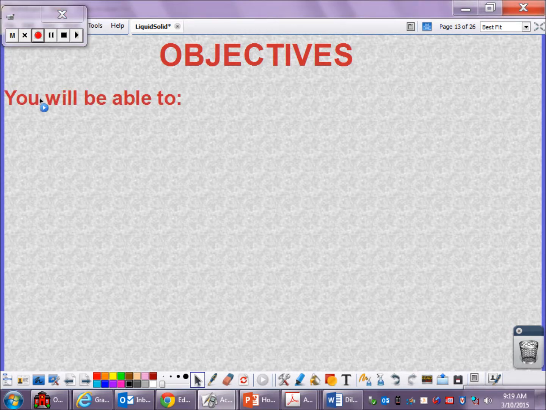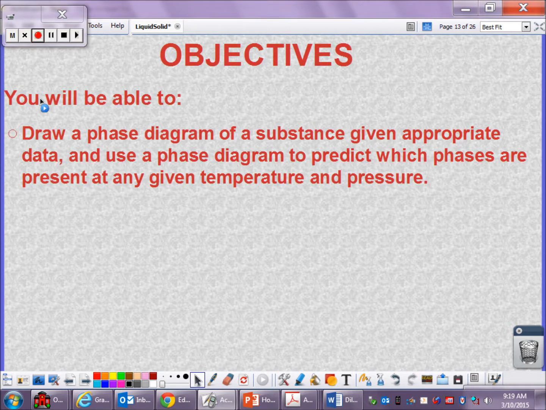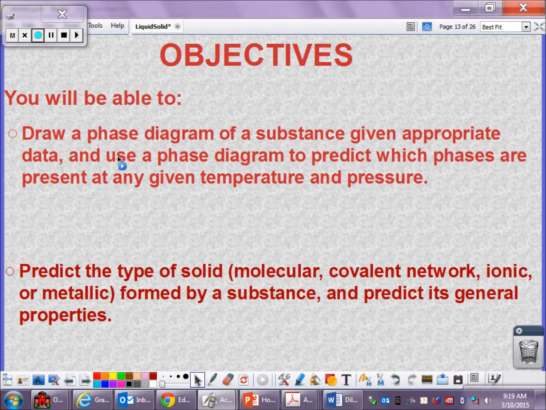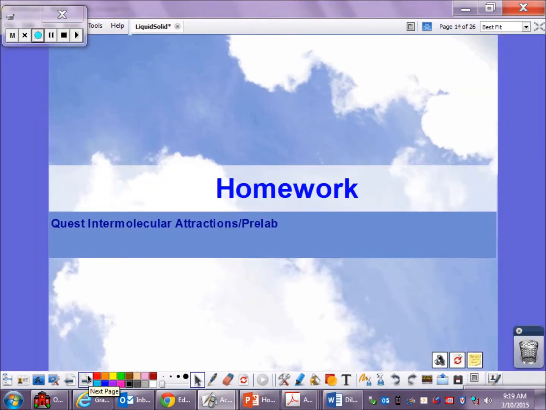Objectives. We will be able to draw a phase diagram of a substance given appropriate data and use a phase diagram to predict which phases are present at any given temperature and pressure. We will also predict the type of solid, molecular, covalent network, ionic, or metallic formed by a substance and predict its general properties. I hope you have already completed your quest intermolecular attractions.